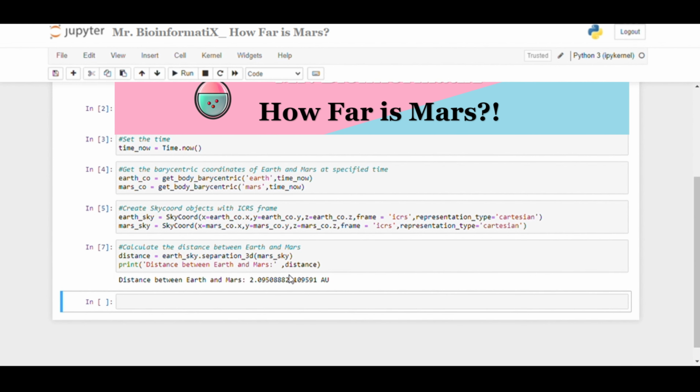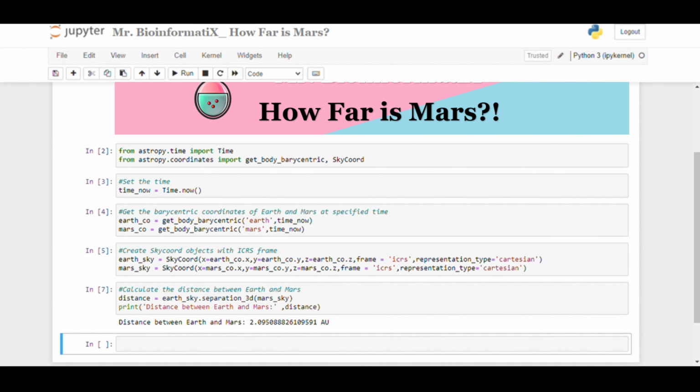And there you have it. The distance between the Earth and Mars is 2.095 AU. AU stands for astronomical unit. 1 AU is equal to 150 million kilometers.